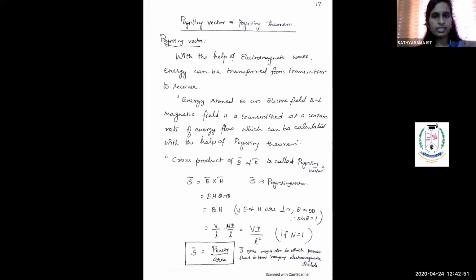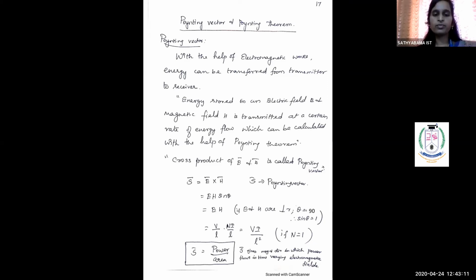When theta is 90 degrees, what happens? Sin 90 will be 1. So we are making the S value as E into H. S is equal to EH sin theta, which becomes S is equal to E into H, as sin 90 is 1.